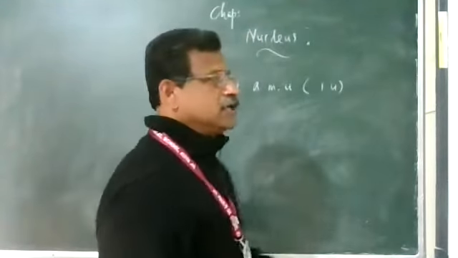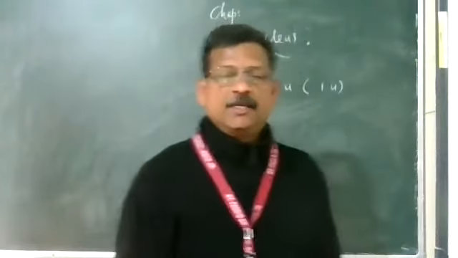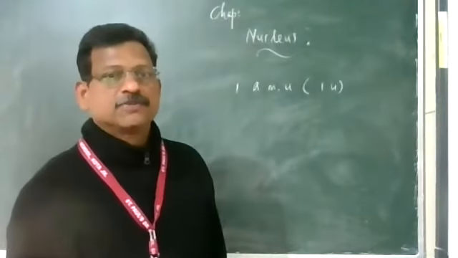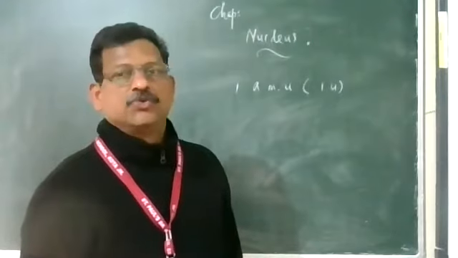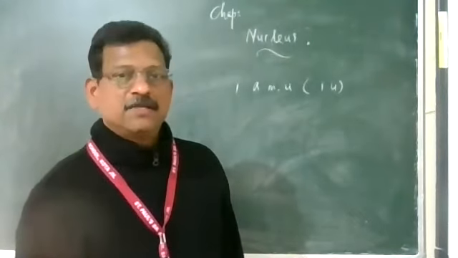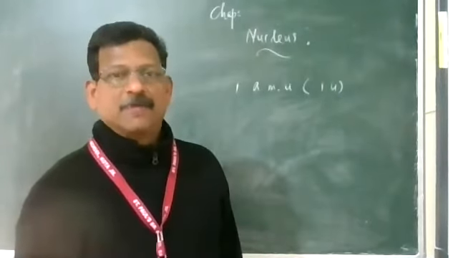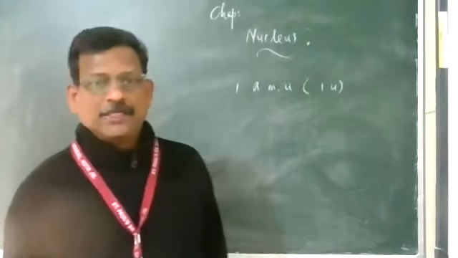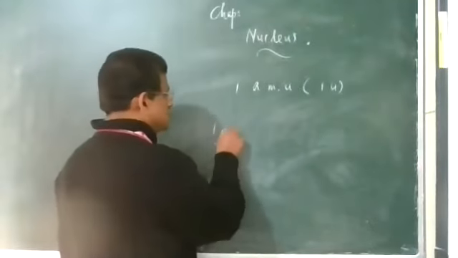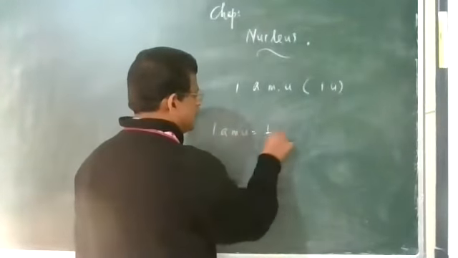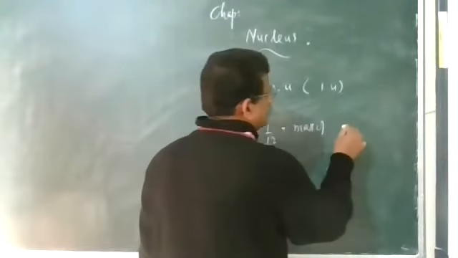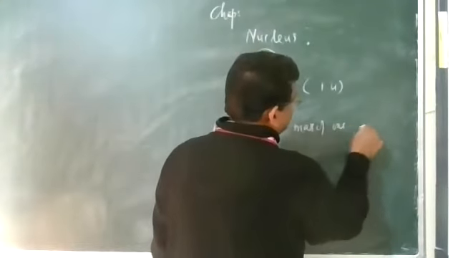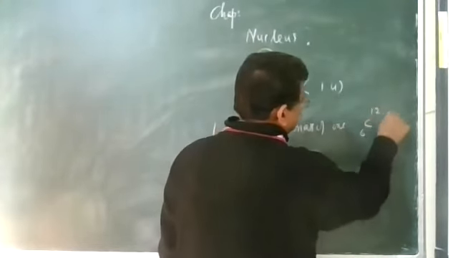So, kilogram is not a convenient unit in nuclear physics or atomic physics, so we use atomic mass unit for measuring the mass of atoms, nuclei and even elementary particles. The definition: 1 AMU is equal to 1 by 12 times the mass of one C-12 atom.